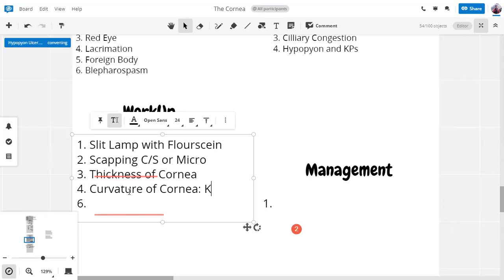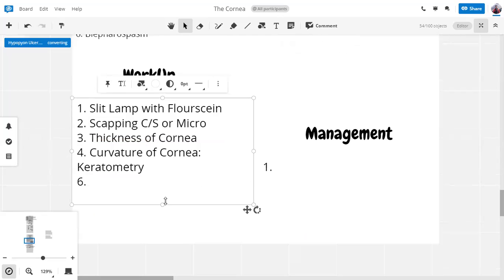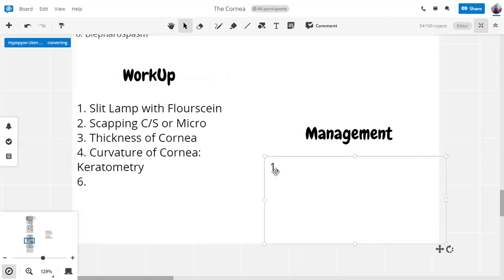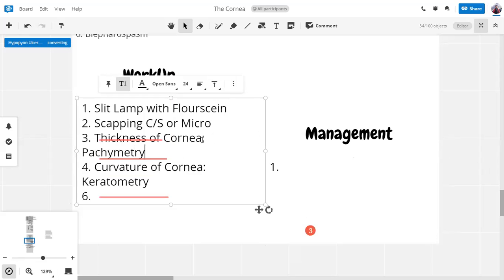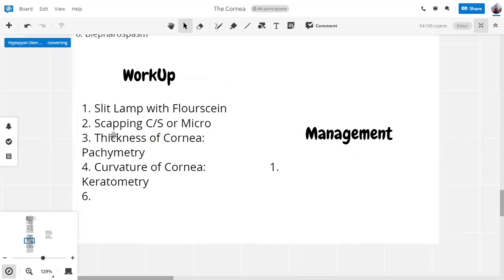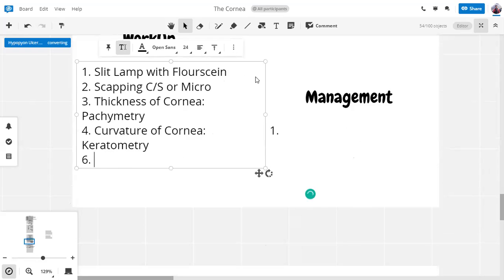You can answer now. Keratometry, right? So with keratometry, you check the curvature of the cornea. How do you measure the thickness of the cornea? This is an important investigation. MCQs में आ जाती है, फिर बहुत confusion होती है. The investigation is called pachymetry. Remember this. This is an MCQ. This is a high yield buzzword. What is pachymetry? It is used to measure the thickness of the cornea.